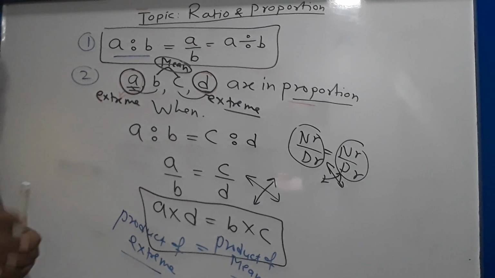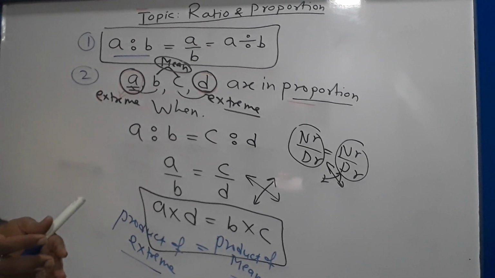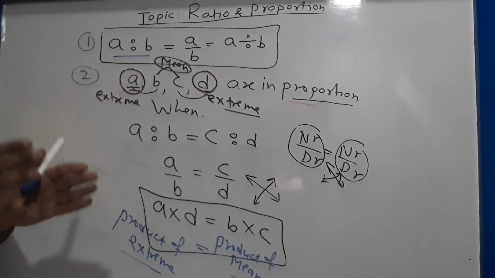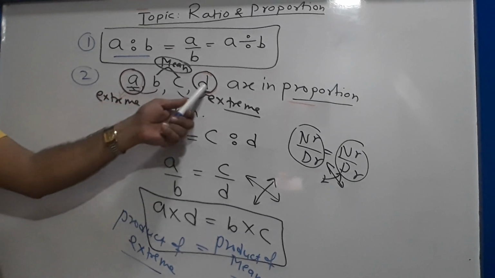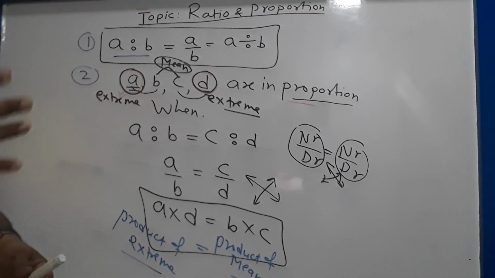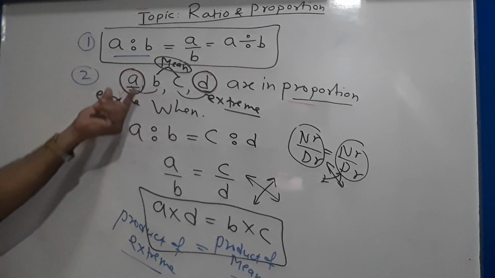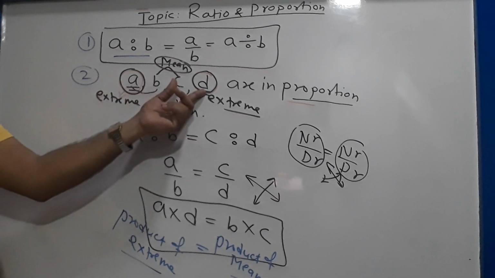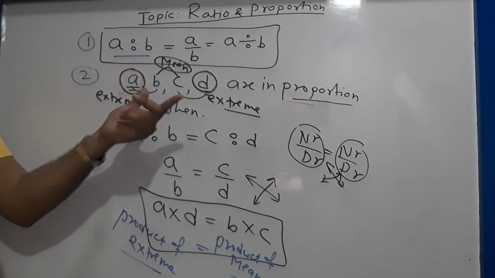So when four numbers are given in proportion, then which condition holds true? A into D is equal to B into C. So a 1 mark MCQ can be asked. Four numbers are given in proportion, then which of the conditions holds true?